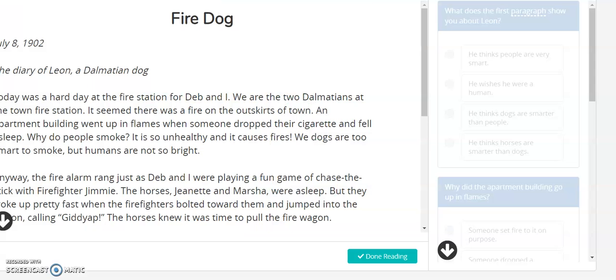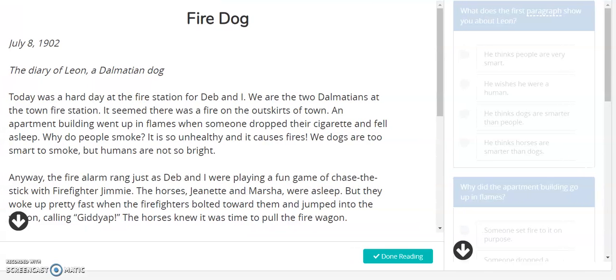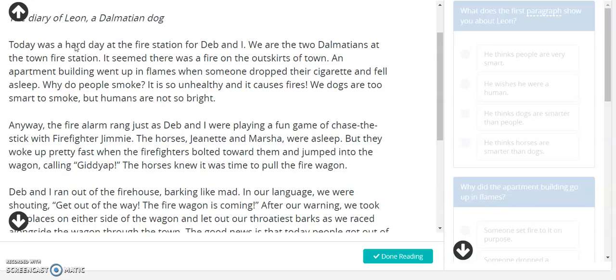All right. So today, to look at characters, we're going to be looking at Fire Dog. This is called Fire Dog. So let's go ahead and read this together. Make sure you're reading out loud with me or that you are reading along with your eyes. All right. So this is like a little journal entry. It's a diary. Okay. So it's July 8th, 1902. So this is a while ago.